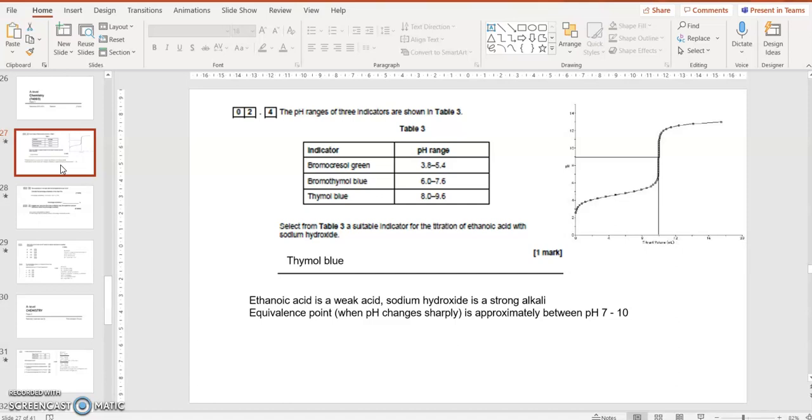And for that curve, as I've done previously, you'll be adding sodium hydroxide using a burette, which delivers different volumes, small amounts at a time, to your ethanoic acid, stirring and measuring the pH as you go with the pH meter.